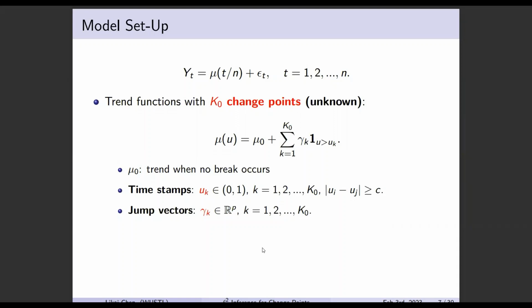The question of multiple change point detection is to say that suppose there are K0 change points, and the trend can be decomposed into two parts. One is the smoothly varying trend, mu0. The other is the break part, where gamma_k corresponds to the break vector, the jump vector. u_k is the break location in time, and K0 is the total number of breaks.